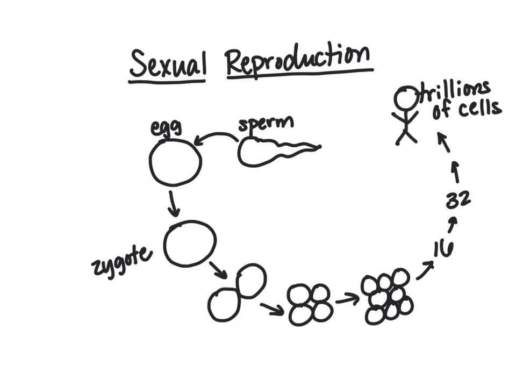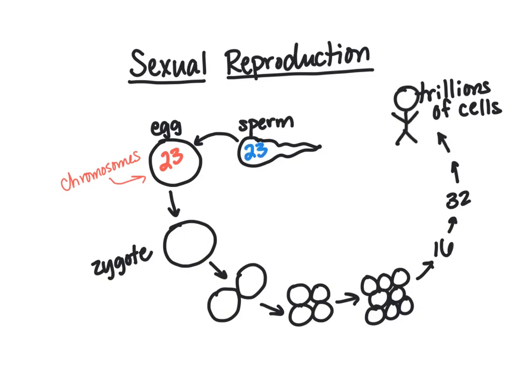Now, there are a few things to note about the DNA or the genetics associated with this. So first of all, the egg has 23 chromosomes packaged inside the egg. So the DNA in the egg is packaged as 23 chromosomes. Same thing with the sperm. The sperm also has 23 chromosomes.